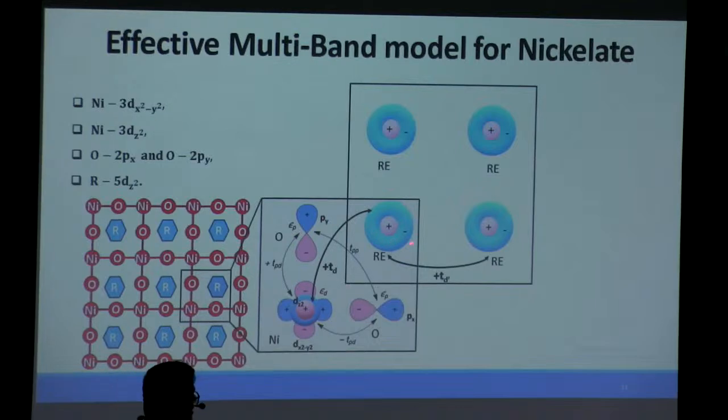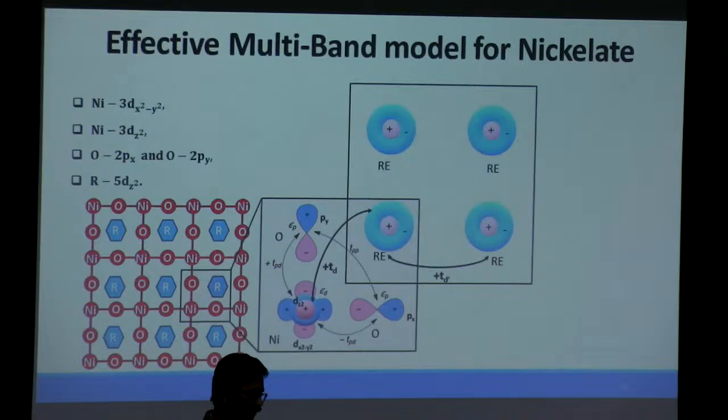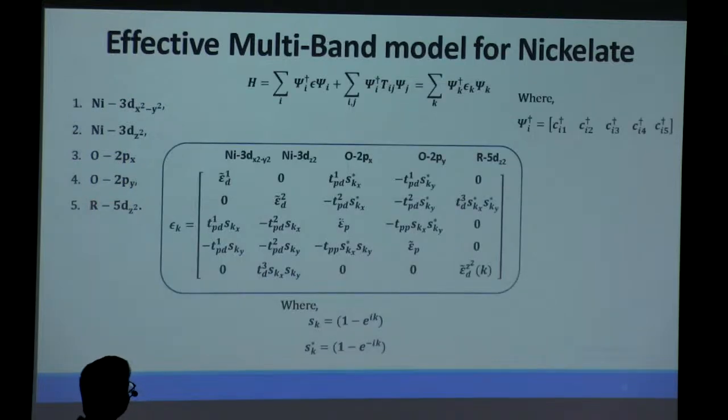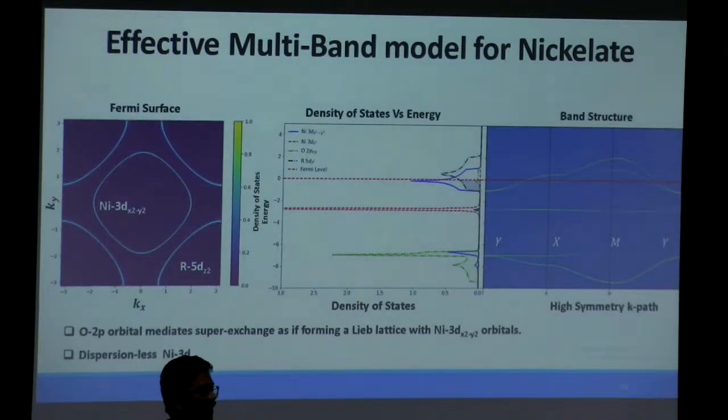Also, there are extended orbitals. What I mean is that they overlap with each other also, so they form separate square lattices which are interconnected. Okay, fine, we consider this and we create our Hamiltonian with these orbitals: 3d x² − y², 3d z², 2px, 2py, 5d z², and we have this dispersion matrix. Solving this dispersion matrix, we have a Fermi surface like this.